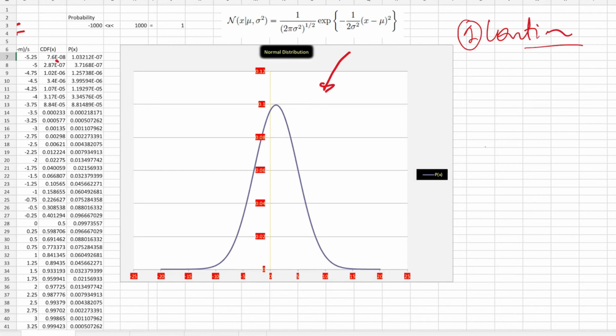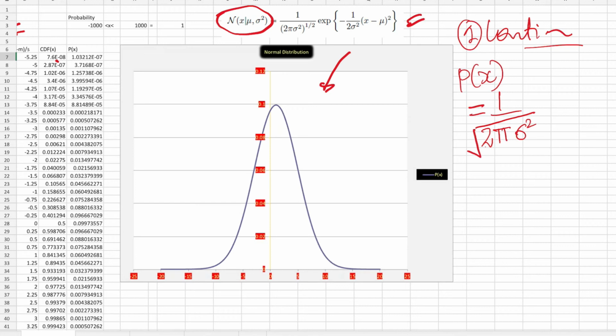But this normal distribution we can use for continuous data as well. The formula of the normal distribution, here p(x) equals 1 divided by the square root of 2 pi sigma squared, where sigma squared is the variance, raised to the power of half, or under root, which is exactly the same.